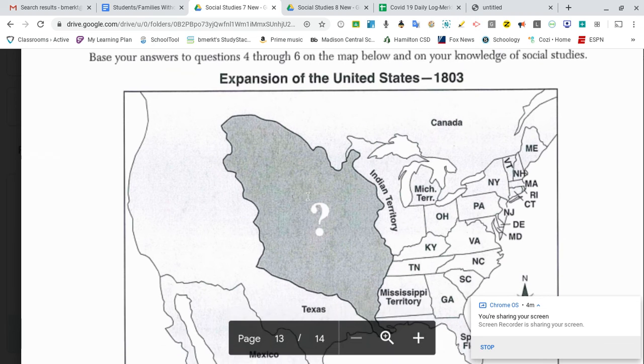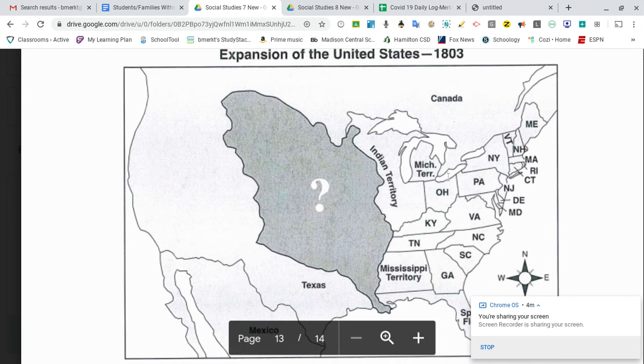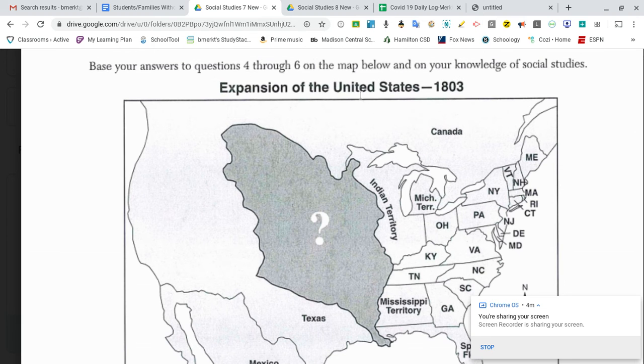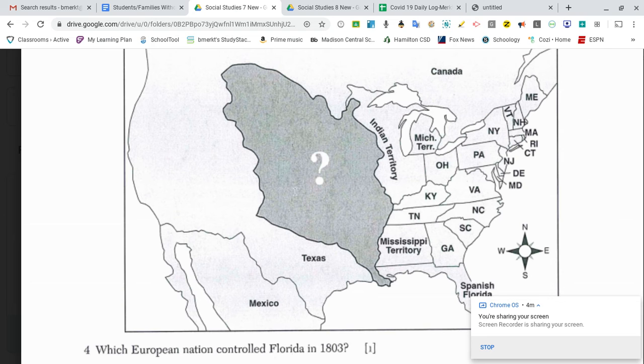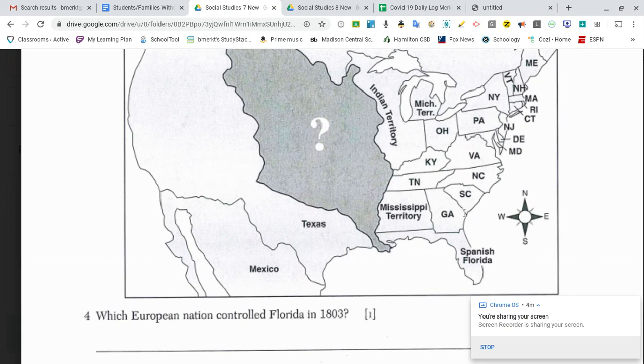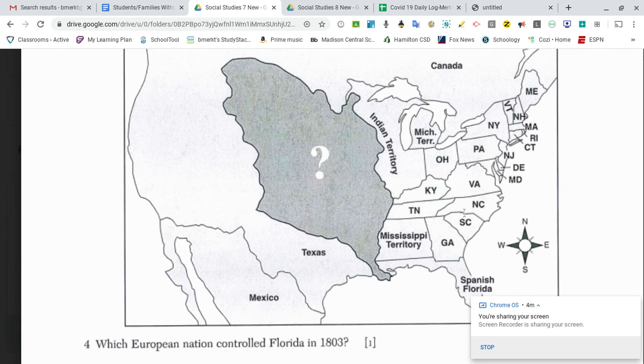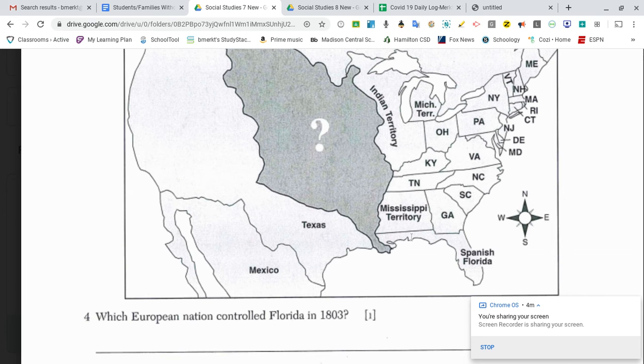All right, let's take a look at this map here. We have the expansion of the United States to 1803, and we got a big question mark on this big chunk of land out here that we just finished talking about the last time I taught. It seems like a long time ago when I had you guys in the classroom, but do you guys remember what major purchase this was right here? Good, yeah, Louisiana Purchase. You guys remember who we got it from? Excellent, we got it from France. We got it from Napoleon, even though at first maybe he didn't quite want to sell it to us.